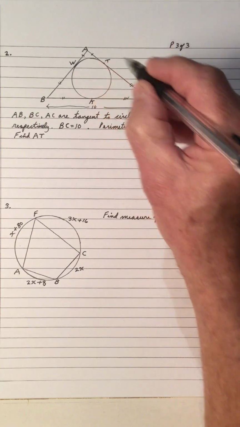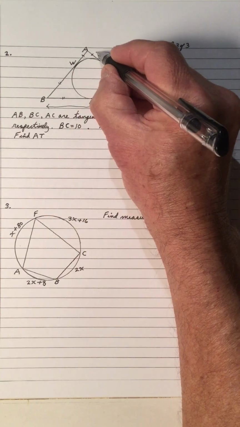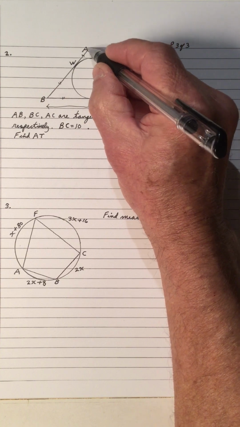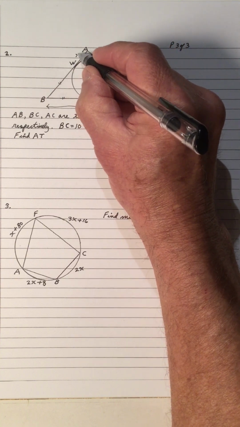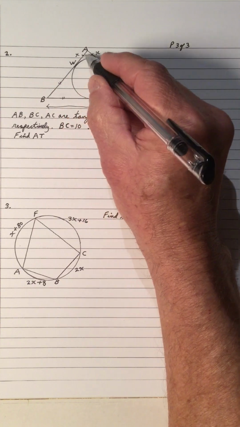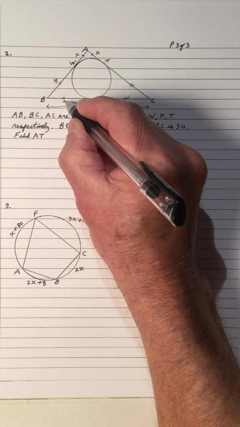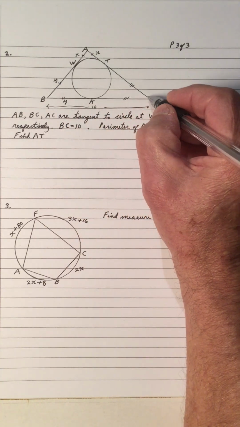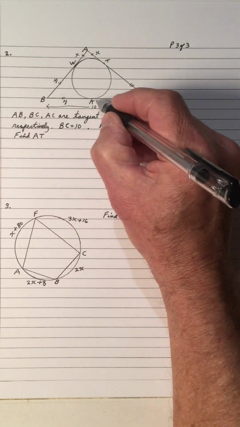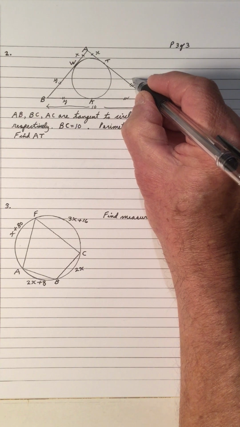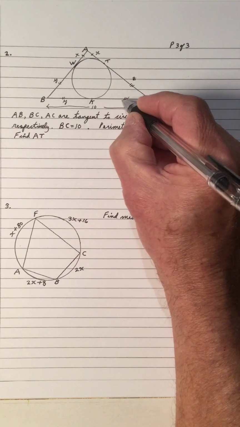So what I'm going to do, I've got to find AT, so I'm going to let AT be X. So if AT is X, AW is X. So BW, that's X. Let's make this one a Y. So if this is Y, this is equal to it, that's Y. CT and CK are tangents, so let's make this one a Z. Z.